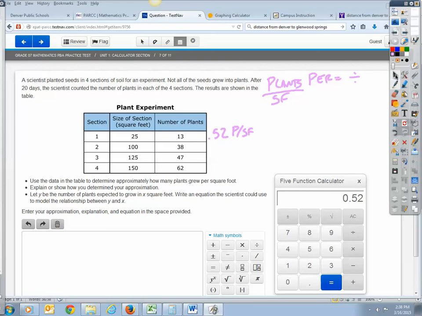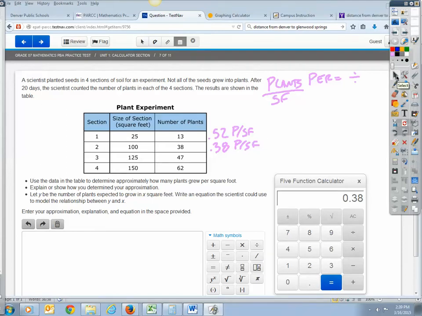All right, so for the next one, I had 38 plants divided by 100. Now it's working. And that would be 0.38 plants per square foot. No name means no credit.